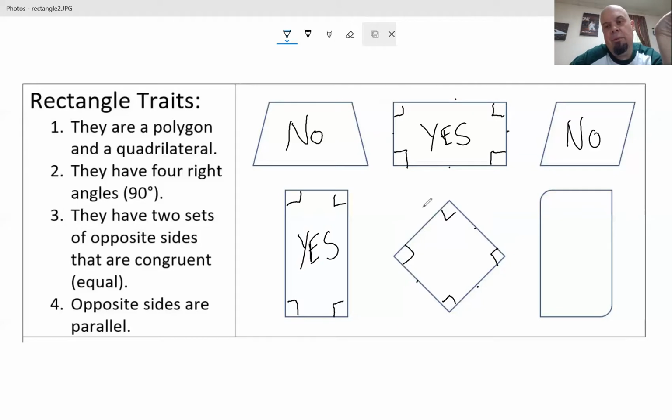And somebody might say, yeah, but all four sides are the same size. That's okay. As long as opposite sides are the same, this is a rectangle. So technically, a square can be called a rectangle, but not all rectangles are squares. And then this last one, well, it's not even a polygon because it's got rounded corners. So this is a big no.